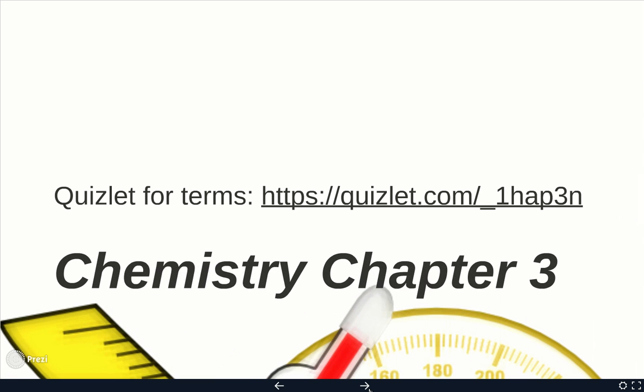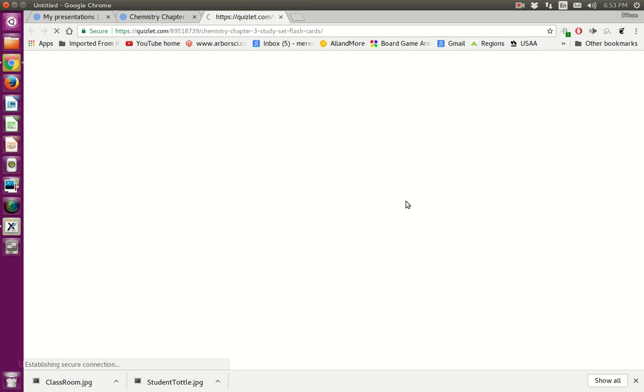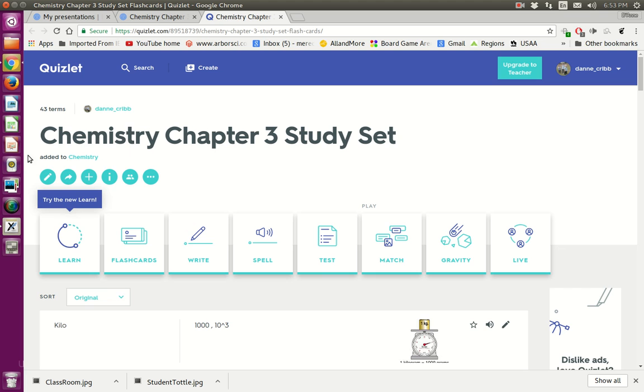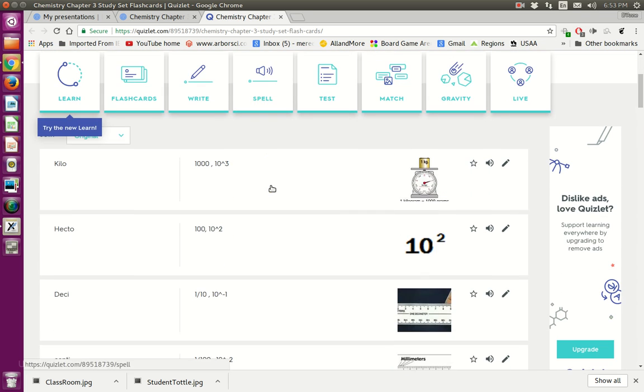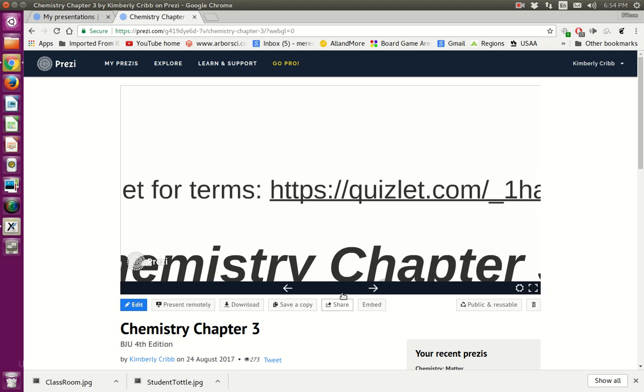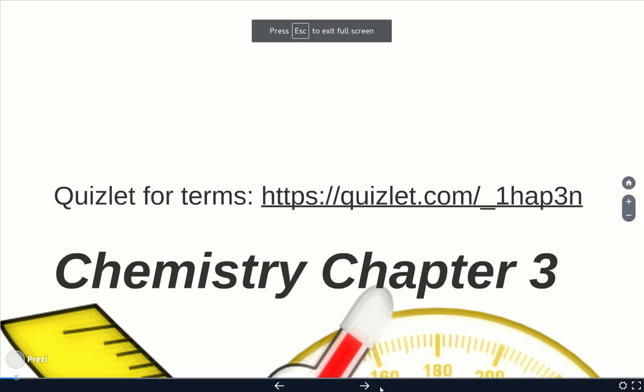So here, at the very beginning of the Prezi, is the Quizlet, of course, and you can click on the Quizlet, and it takes you to the Chapter 3 Quizlet with its terms. There are 43 terms. This chapter has a lot more math in it, but notice how it has the prefixes and things you can remember about it, like kilo means 1,000, or it's 10 to the third power, and pictures to remind you. So again, you can go straight to the Quizlet from the Prezi, and then we're going to go from there to the next slide.